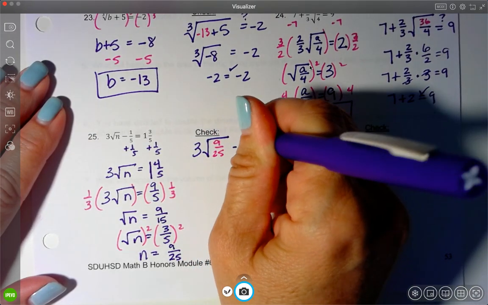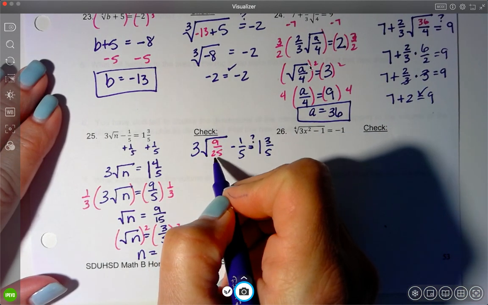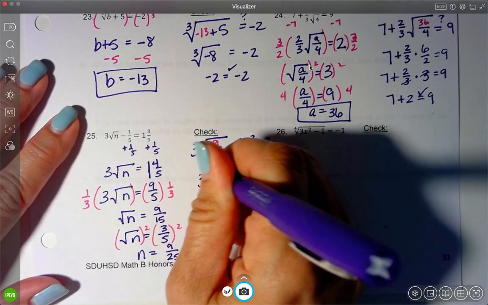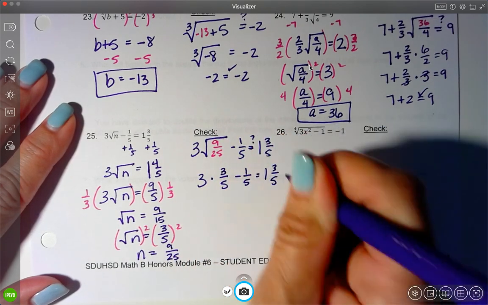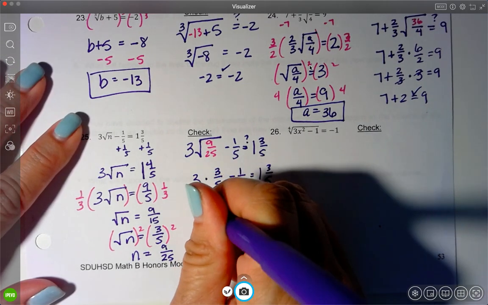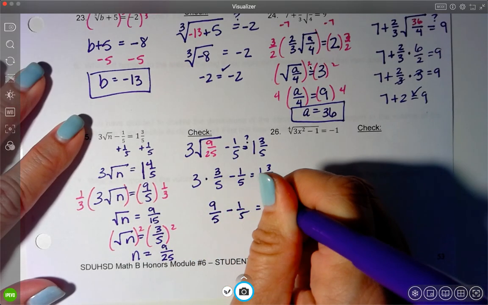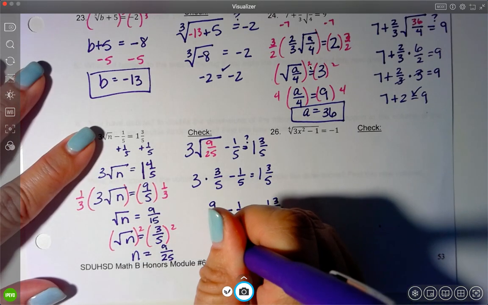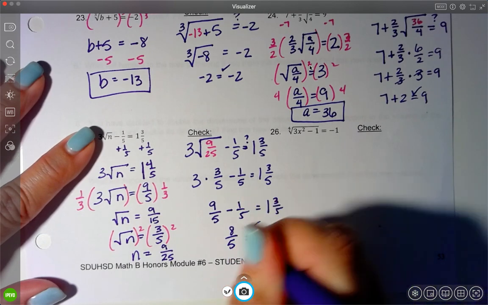All right, so 9 is a perfect square, which is 3. 25 is a perfect square, which is 5. So I'm going to multiply this by 3/5. Okay, do the multiplication first. 3 times 3. So 9/5 minus 1/5, 8/5. Is that the same thing as 1 3/5? Yeah, that works out. So this is my solution.